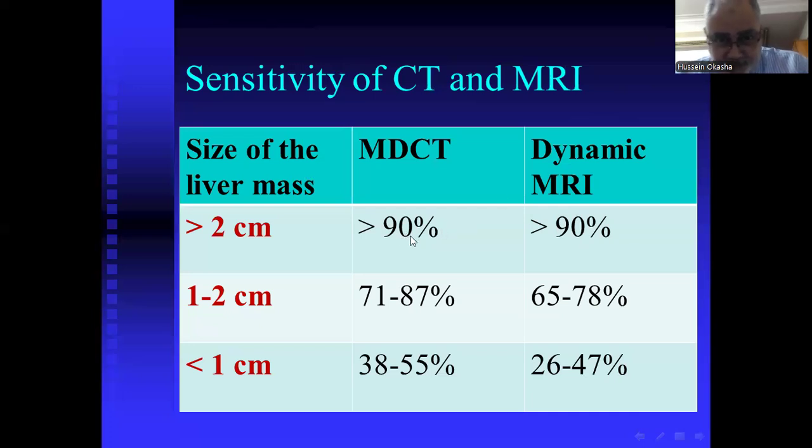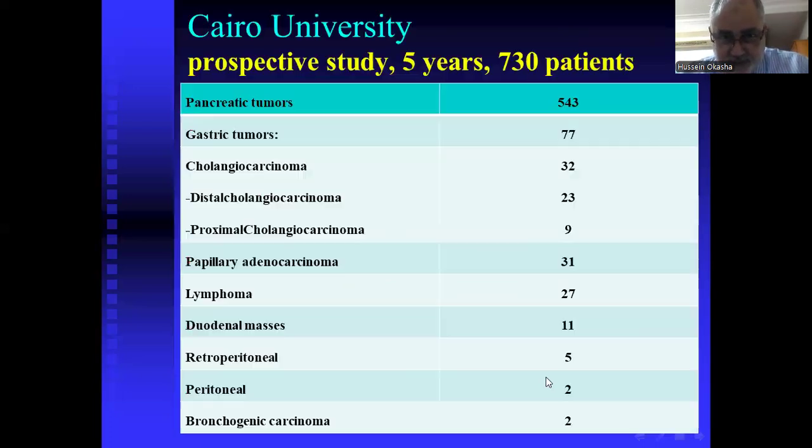For hepatic focal lesions more than 2 centimeters, the accuracy of CT and dynamic MRI is high, more than 90%. But if the tumor is from 1 to 2 centimeters, the accuracy decreases to 71% and 65%. For tumors smaller than 1 centimeter, the accuracy decreases markedly to 38% and 26%.